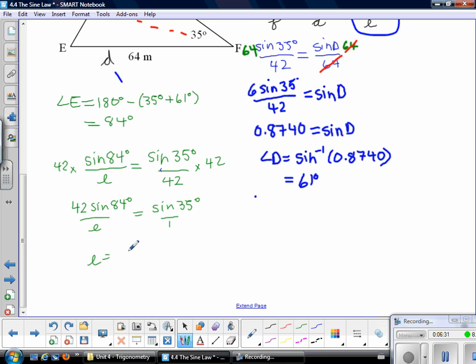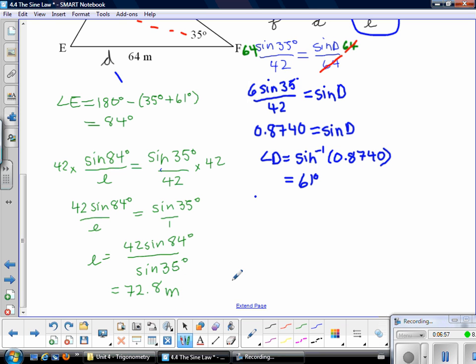So I end up with E is 42 sine of 84 divided by the sine of 35. And when we do the arithmetic for this, we end up with 72.8. And I'm going to look at my units. It's in meters.